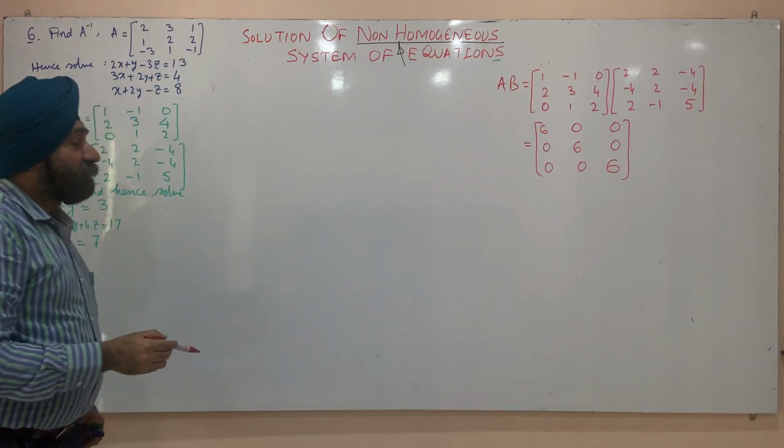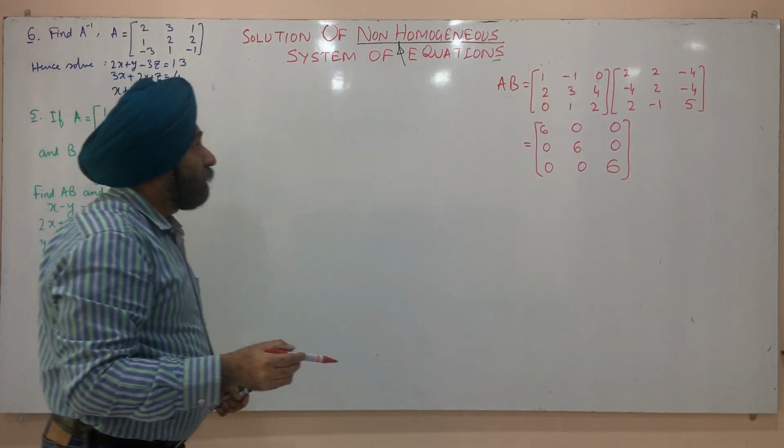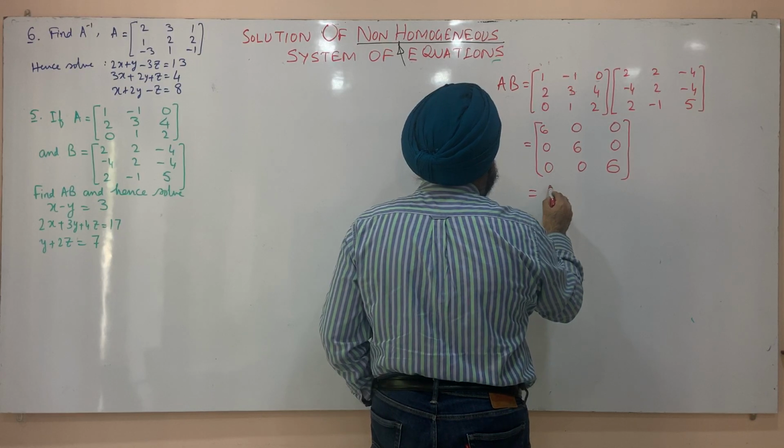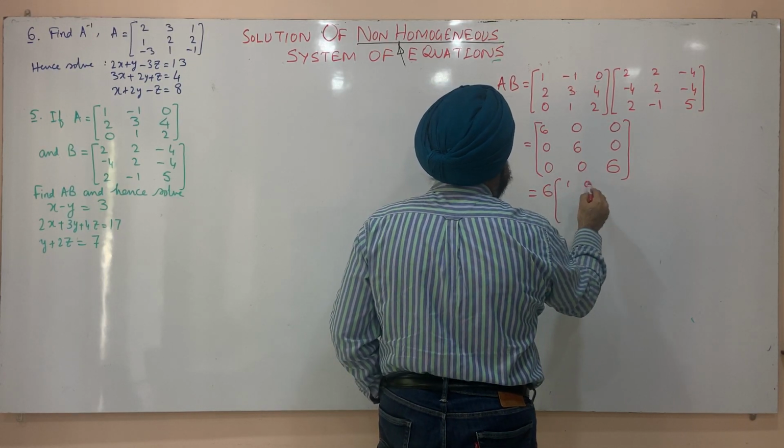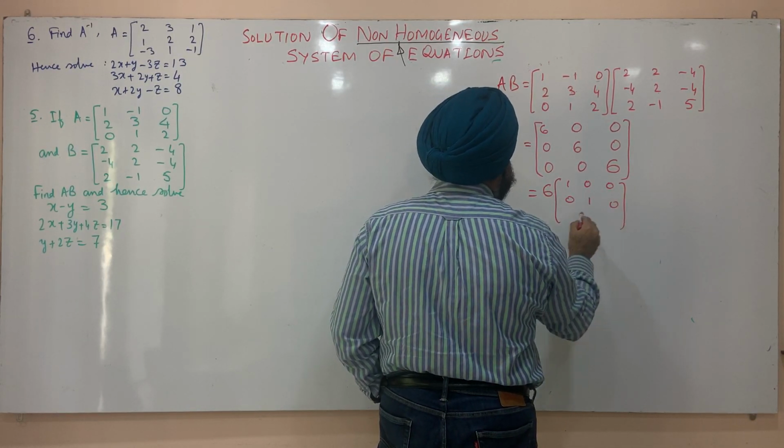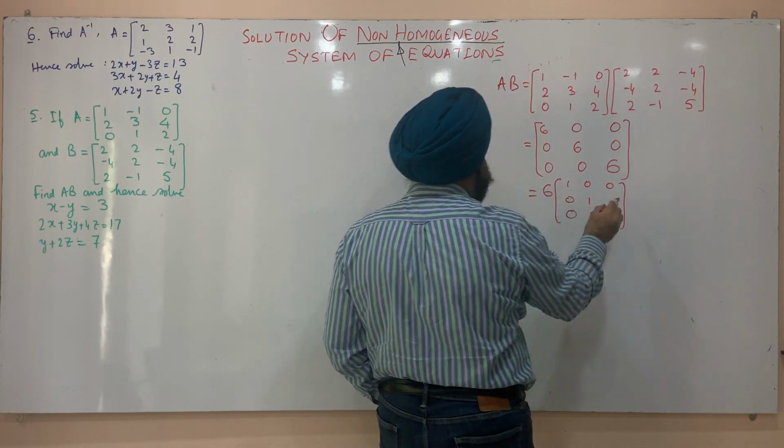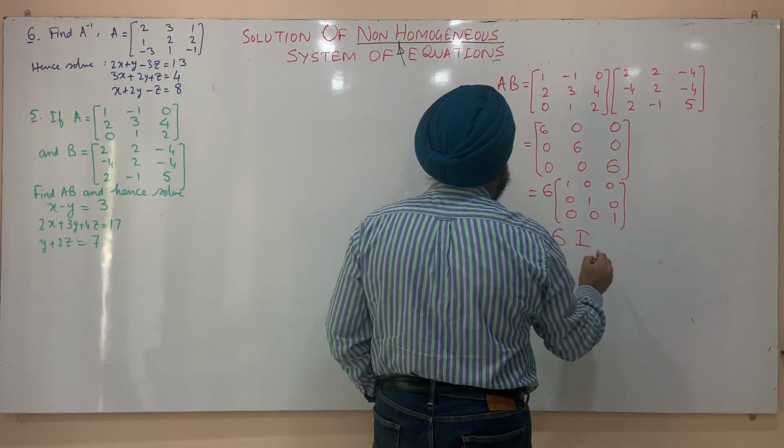This is a scalar matrix. This can be written 6 times 1 0 0, 0 1 0, 0 0 and 1. This is 6I, 6 times unit matrix.